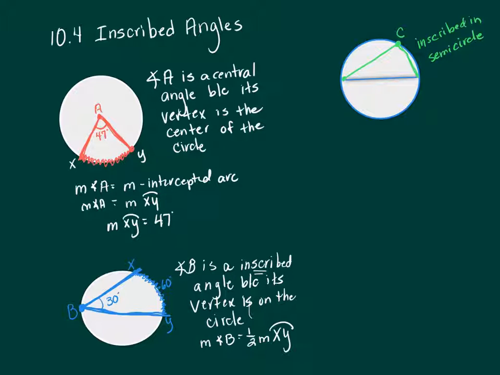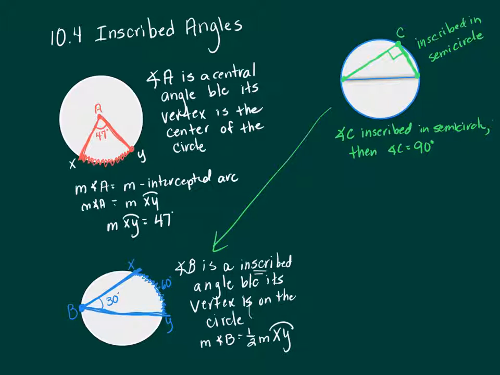So my vertex is on the circle, and the sides have to go through the end points of the same diameter. We've seen this before. We say then that angle C has to be a 90-degree angle. So if I have an angle inscribed in a semicircle, then that angle is a right angle.